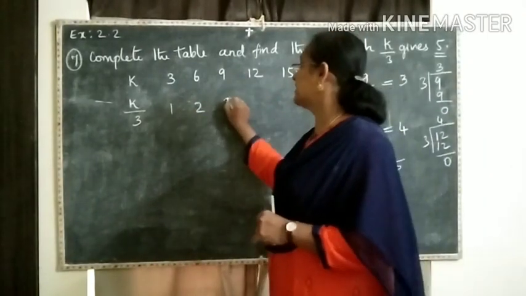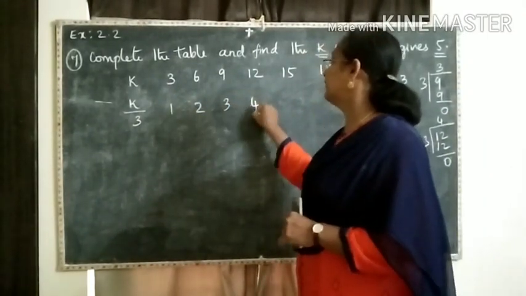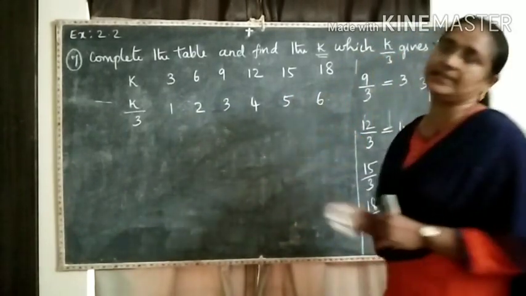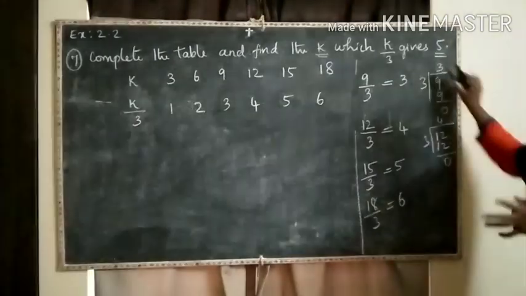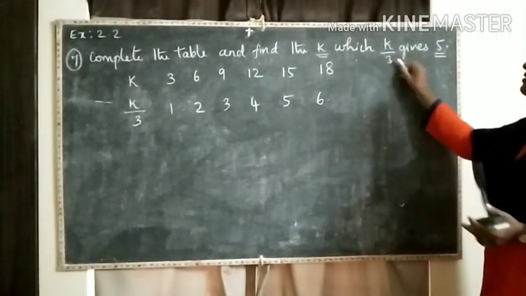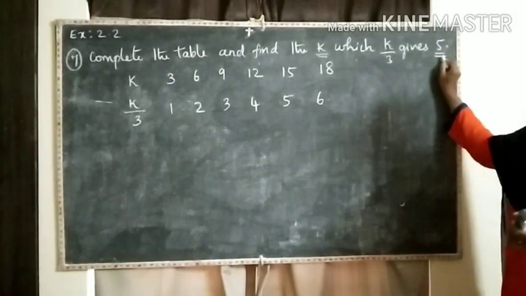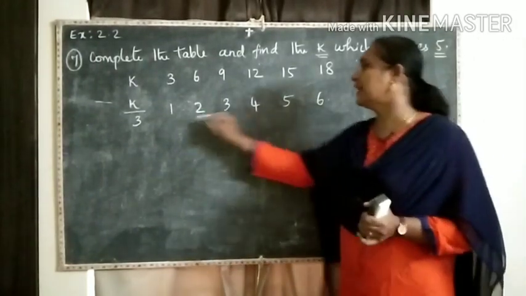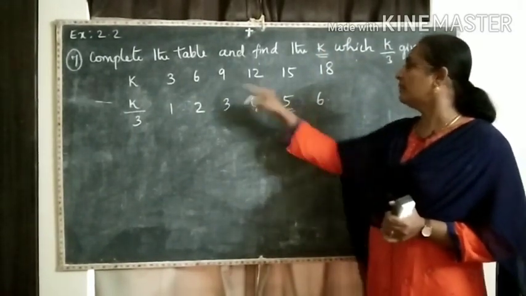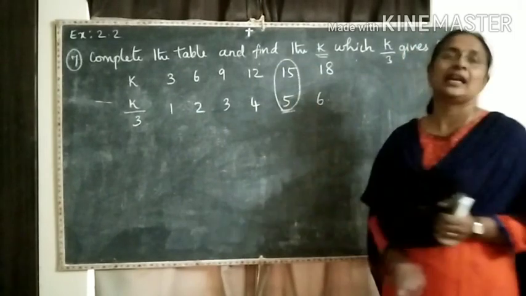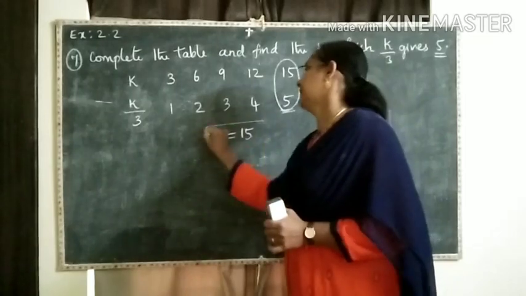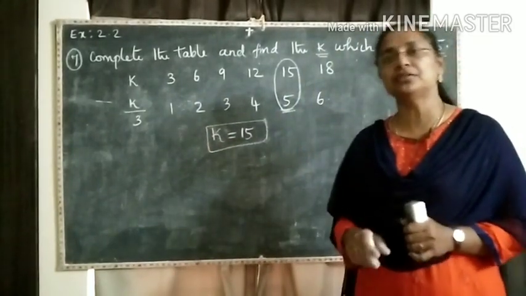9 divided by 3 is 3. 12 divided by 3 is 4. 15 divided by 3 is 5. 18 divided by 3 is 6. Okay, now I am going to check for which value of k the answer of k by 3 is 5. Where do I get 5 now? Here. Now what is the value of k? It's 15. Yes or no? So k takes the value 15. So the answer is k is equal to 15.